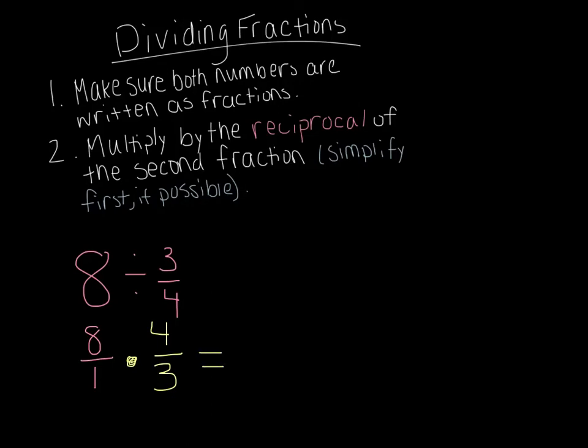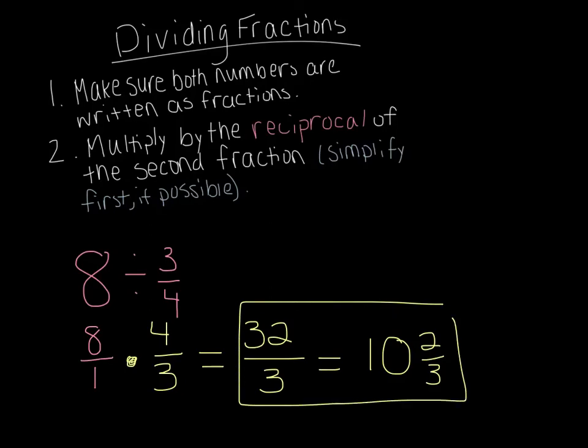And I'm checking my diagonals. I don't see any common factors here, so I can just start multiplying. We have 8 times 4 is 32, and 1 times 3 is 3. 3 goes into 32 10 times, and there are 2/3 left over. Either one of these would work for your final answer.